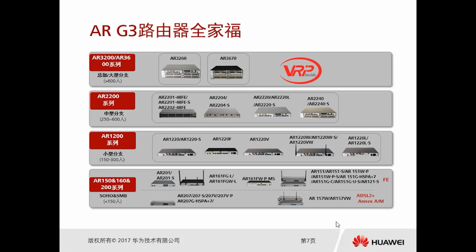One level up is similar to the headquarters, or to put it another way, a large branch. That is to say, more than 600 people, then I can choose 3200 and 3600. These are more performance oriented. This excellent AR router, everyone can take a look. There are actually so many models.